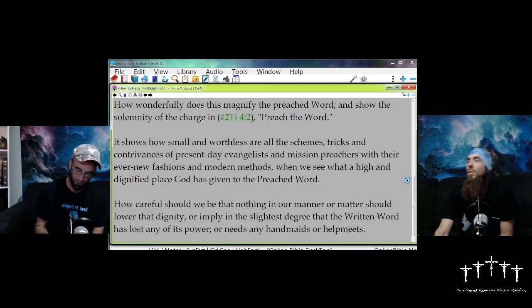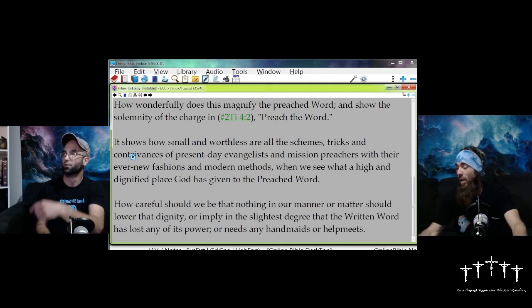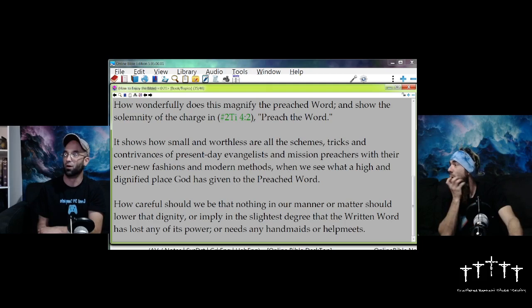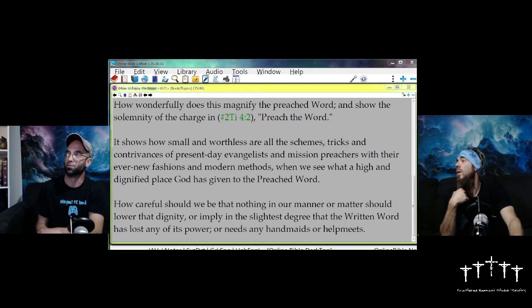Is the dictionary on right now? Look over here on this one. Go to the left monitor down there. Hit the arrow. You guys watching can't see this. So it's not on right now. So go click start over there.